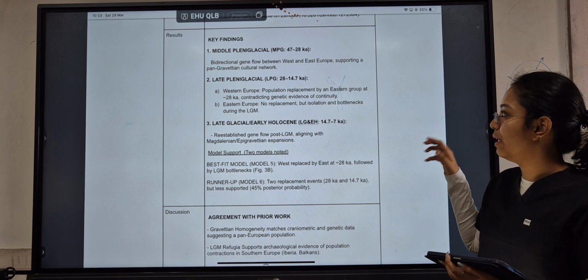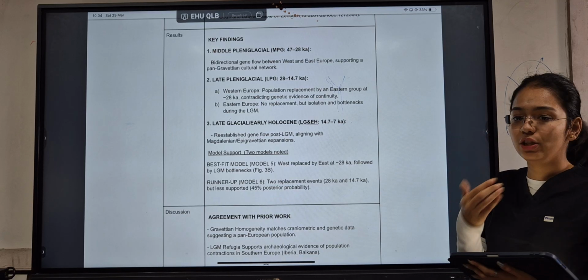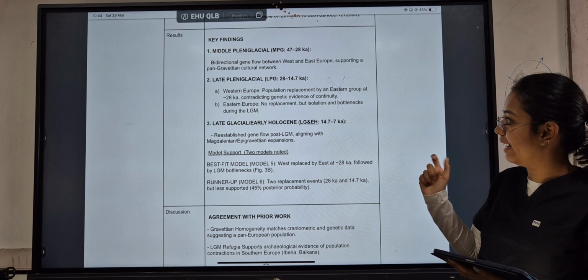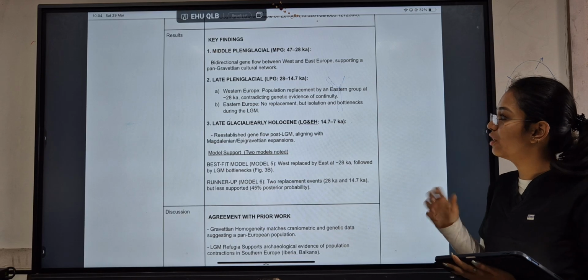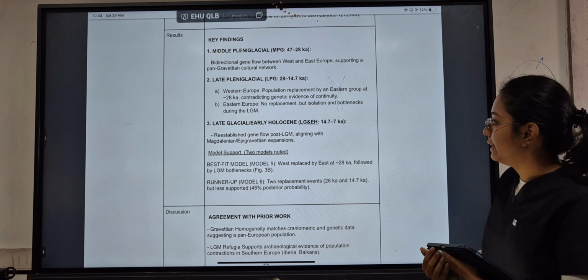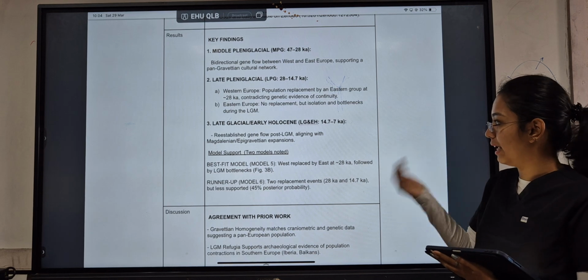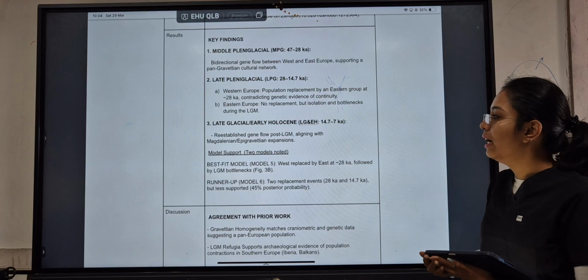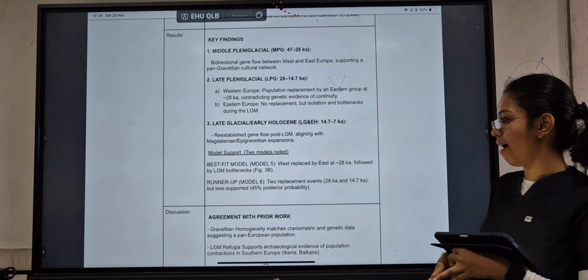28 to 14.7 Ka. It stated that in Western Europe, the population replacement by an Eastern group at 28 Ka contradicted genetic evidence of continuity. In Eastern Europe, there was more replacement, but isolation and bottlenecks during the LGM were seen. And in the early Holocene period, there was re-established gene flow after the late glacial period, aligning with the Mediterranean or Epigravettian expansions. On the whole, there were two models noted, the best fit model and the runner-up model.